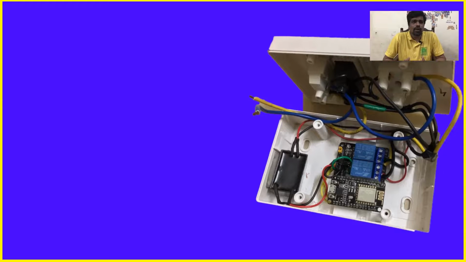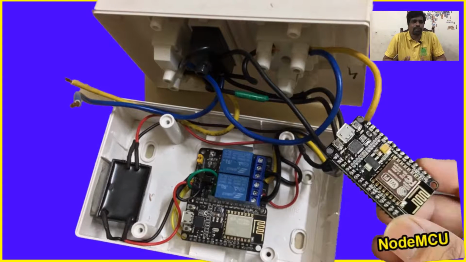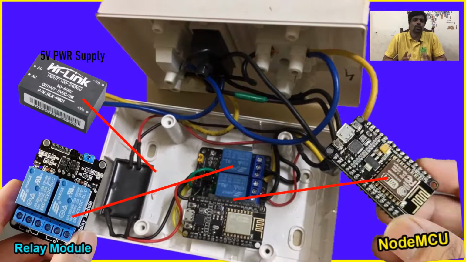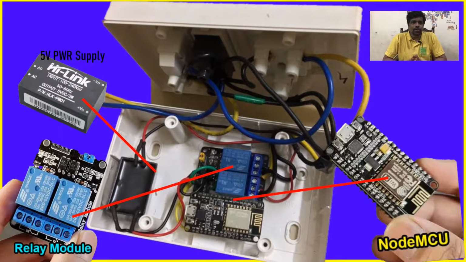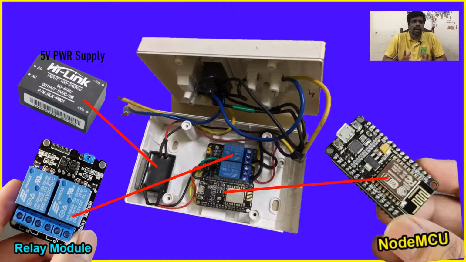In step 1, only 3 components are required: NodeMCU, a 2-way relay module, and a 230 volts AC to 5 volts DC converter like our regular cell phone charger, and some jumper wires of course. All these are commonly available parts, and all are available on Amazon or Flipkart.